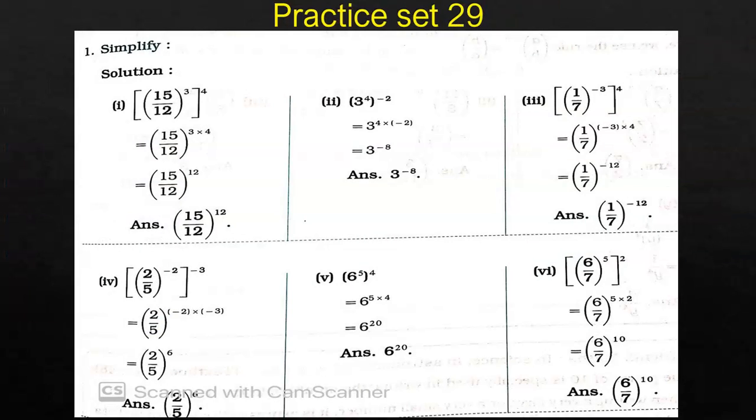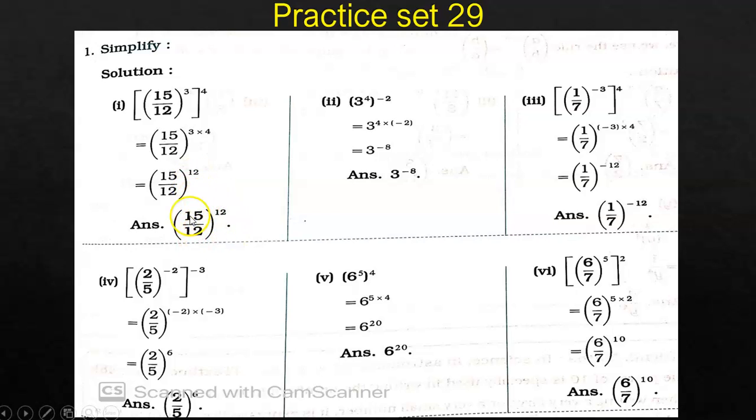And on the basis of this, we are going to solve a few more sums. Practice set 29. Question number 1, simplify. 5 upon 12 raised to 3 the whole raised to 4. So this is 5 upon 12, 3 into 4. This will be multiplied. Please write the law which is used over here, right, when you're writing in the notebook. 3 into 4 is 12. So I have 5 upon 12 the whole raised to 12.